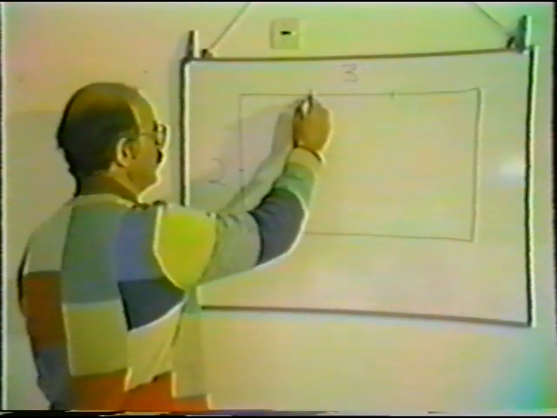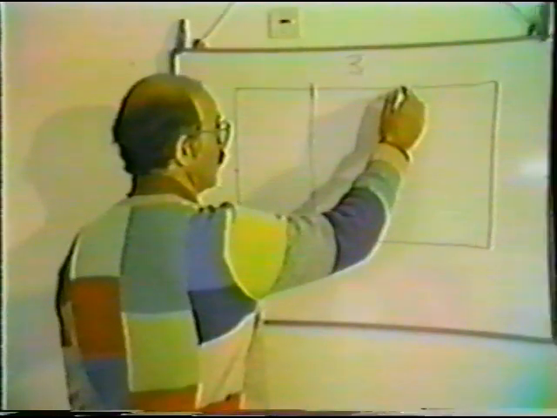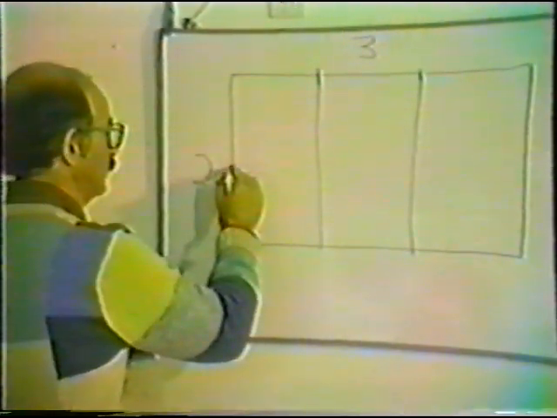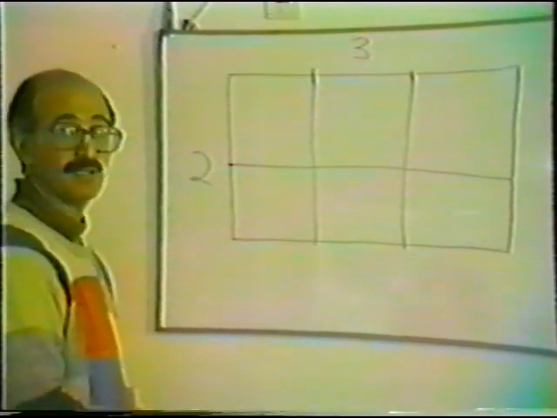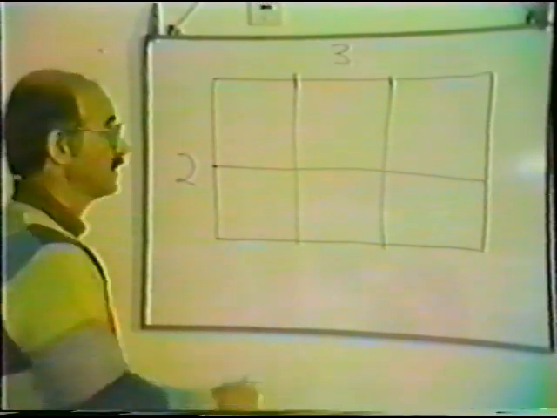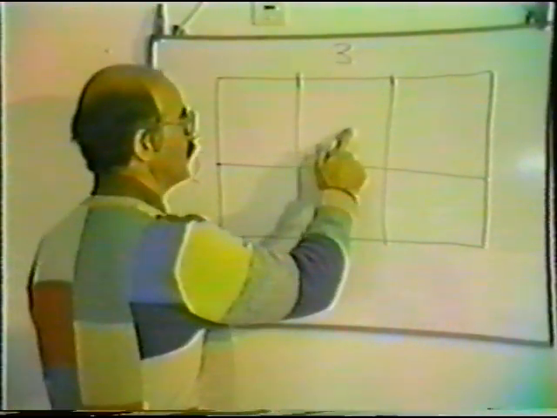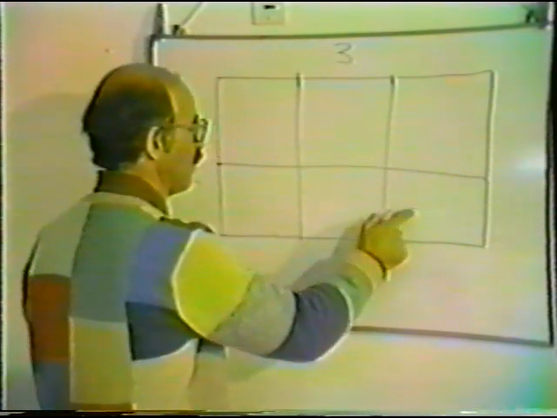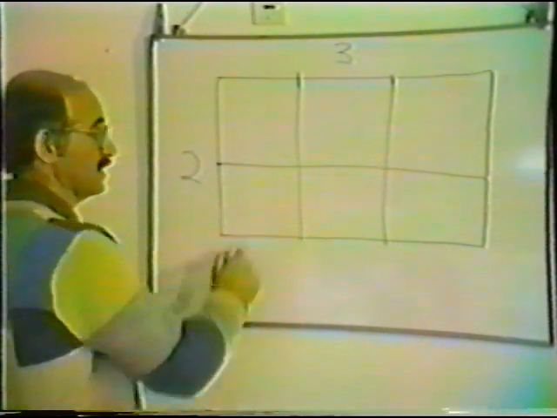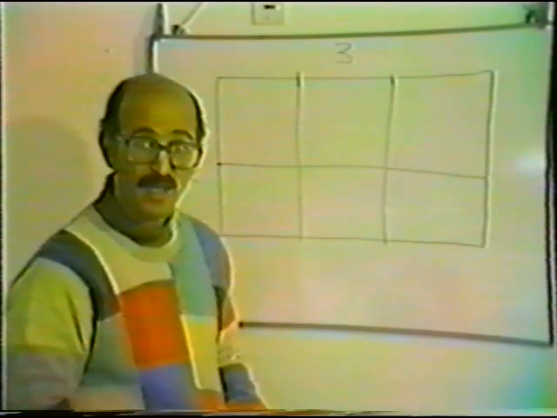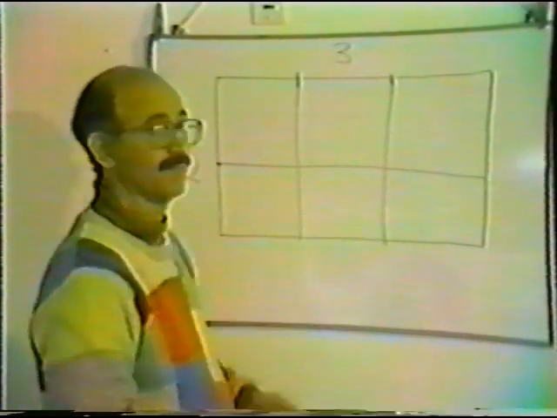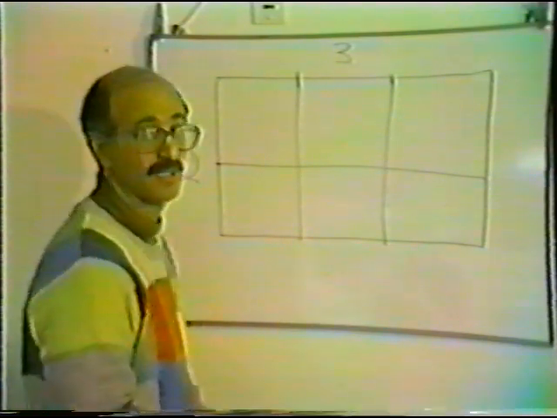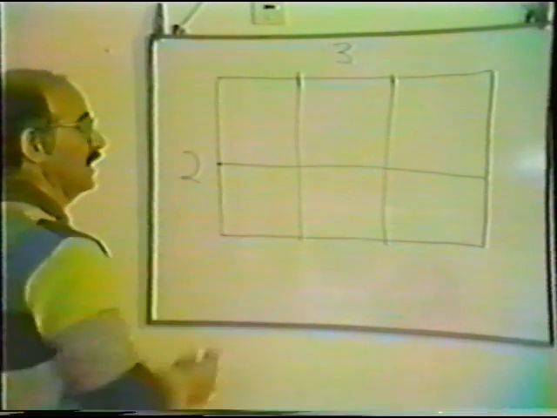We completed these boxes and we found that 3 times 2 was 6. 1, 2, 3, 4, 5, 6. The space or the area inside this rectangle is 6 squares.